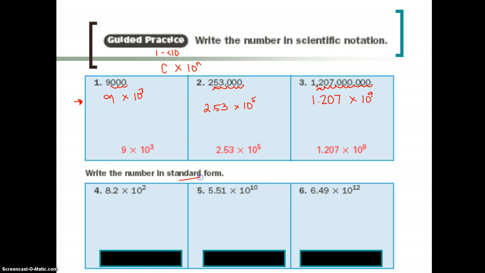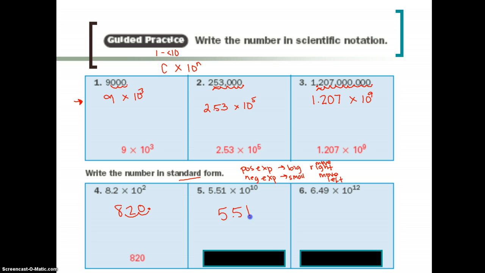Okay, this time we're going into standard form. Remember, if it's a positive exponent, that means it's going to be a big number, and you're going to move right. If it's a negative exponent, that means you're going to go small, and that means you move left. So, positive exponent, let's write down the 8.2, and it's positive, so I move right to make it a bigger number, 2 spaces. 820.